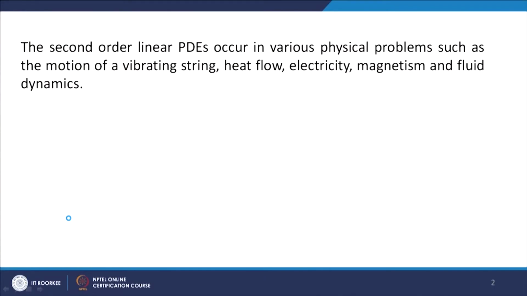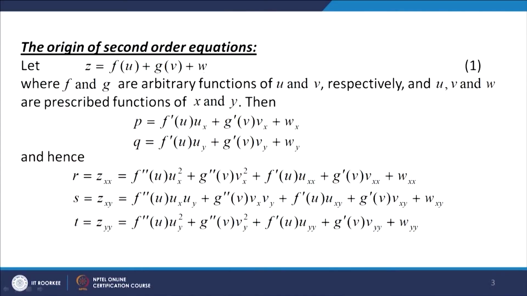The second order linear PDEs occur in various physical problems such as the motion of a vibrating string, heat flow, electricity, magnetism and fluid dynamics. Now let us see how they occur. Consider the equation z equal to f(u) plus g(v) plus w, where f and g are arbitrary functions of u and v respectively, and u, v and w are prescribed functions of x and y.